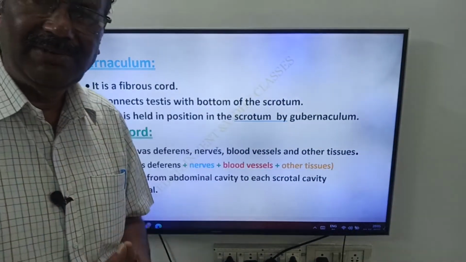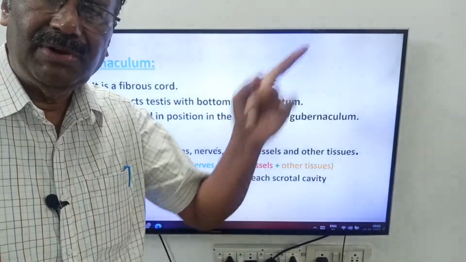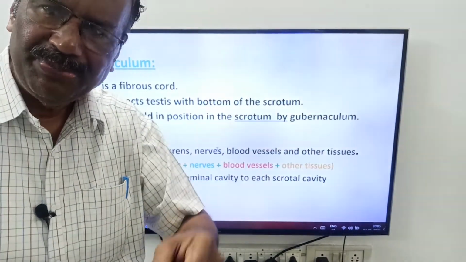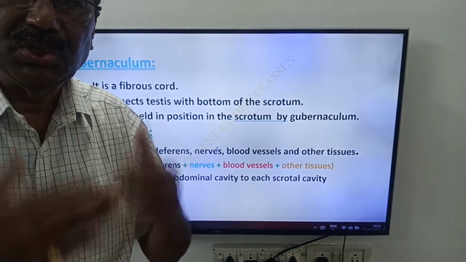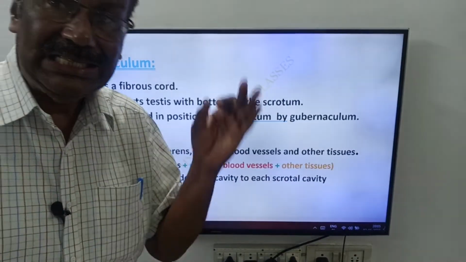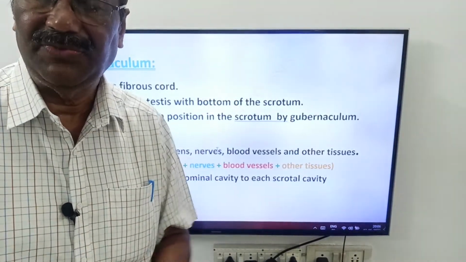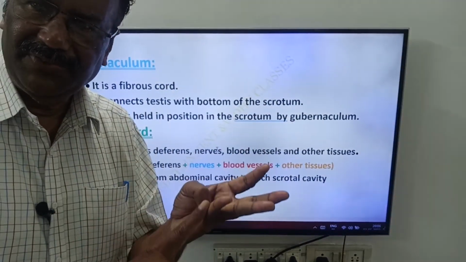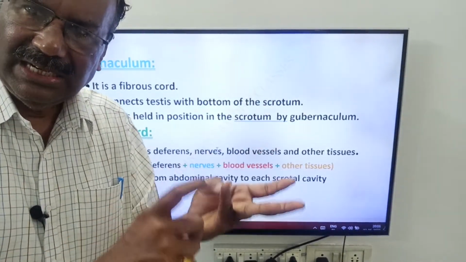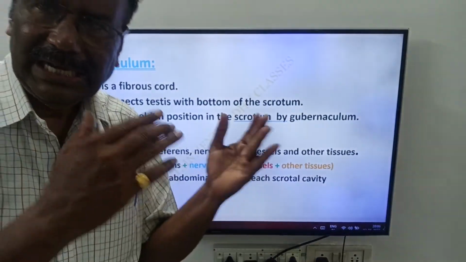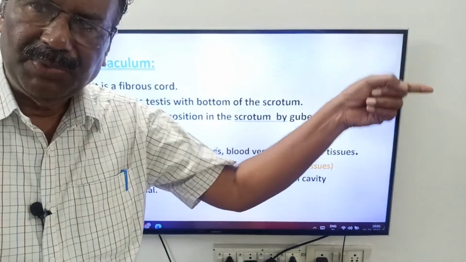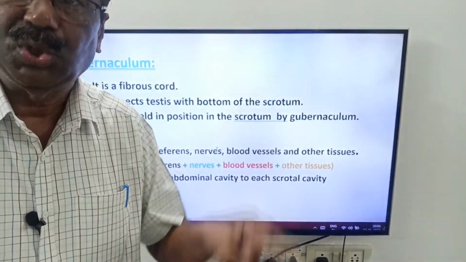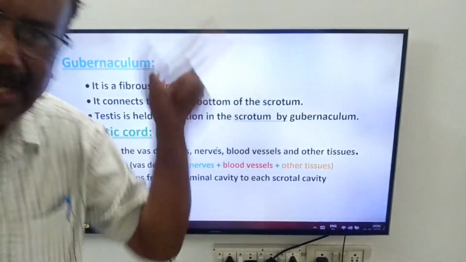The spermatic cord runs from where to where, friends? From the abdominal cavity to the scrotal cavity, through the inguinal canal. Whenever you hear the word spermatic cord, it has vas deferens, blood vessels, nerves and other tissues, and it runs from the abdominal cavity to the scrotal cavity through the inguinal canal.